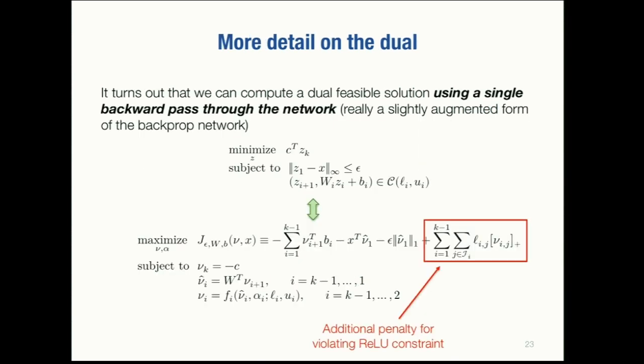Okay, so that's the second idea: we don't actually ever solve the LP. We just do a single backward pass through the network and get a dual feasible solution that still gives us a provable bound by the nature of duality.